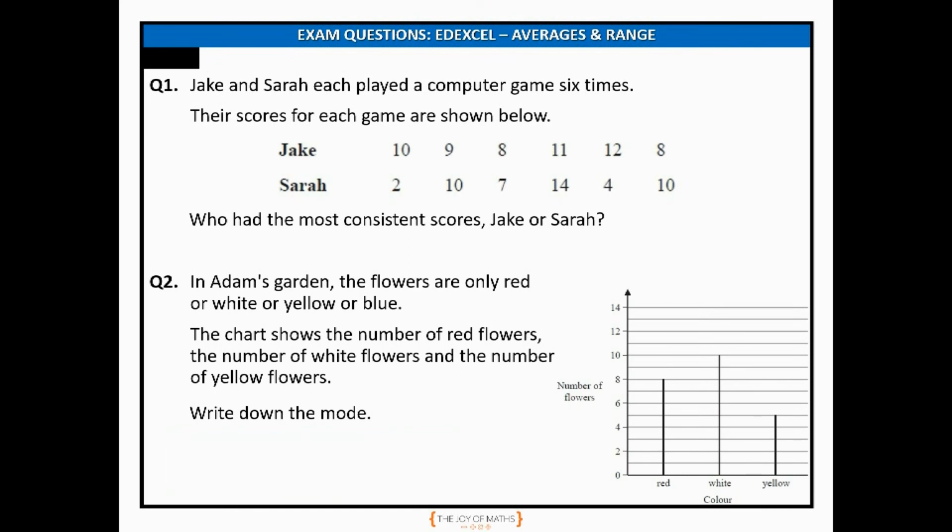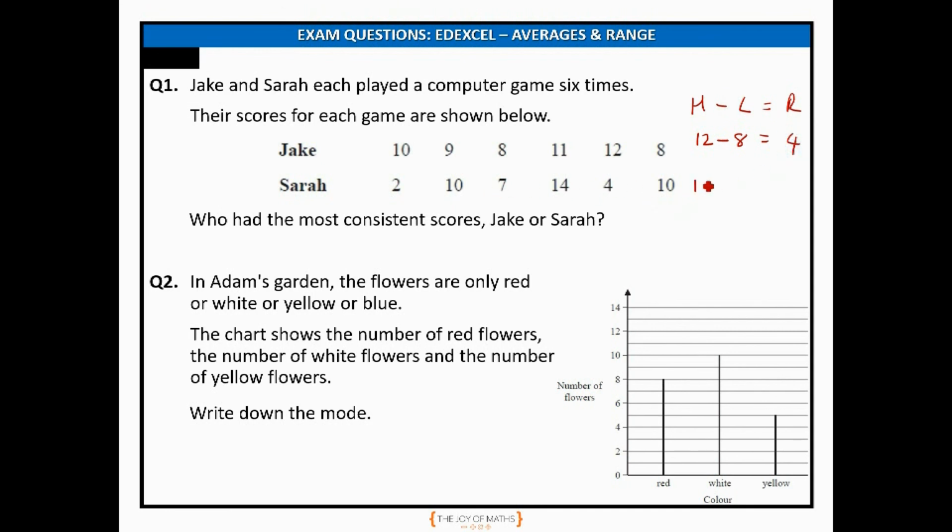Okay, so Jake and Sarah each played a computer game 6 times. Their scores for each game are shown below. Who had the most consistent scores, Jake or Sarah? Right, the only way you can really work this out is on your ranges. So what we're going to do is take the high score. Jake had a range of 12 and 8, so that's his highest and that is his lowest. So the range is actually equal to 4.